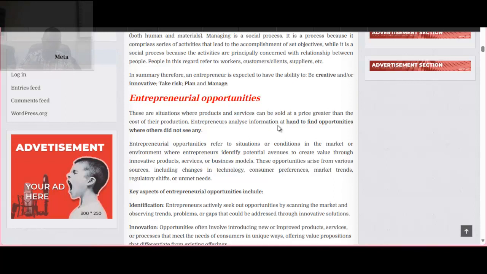Look at Dangote. Look at others like that. That is the leverage they have. They saw entrepreneurial opportunities and they jumped at them. With that, they are able to control the market. It refers to situations or conditions in the market or environment where entrepreneurs identify potential avenues to create value, innovative products, services, or businesses. These opportunities arise from various sources, including changes in technology. Just as I said, VC has closed this, then you're able to innovate and come up with a mobile app.